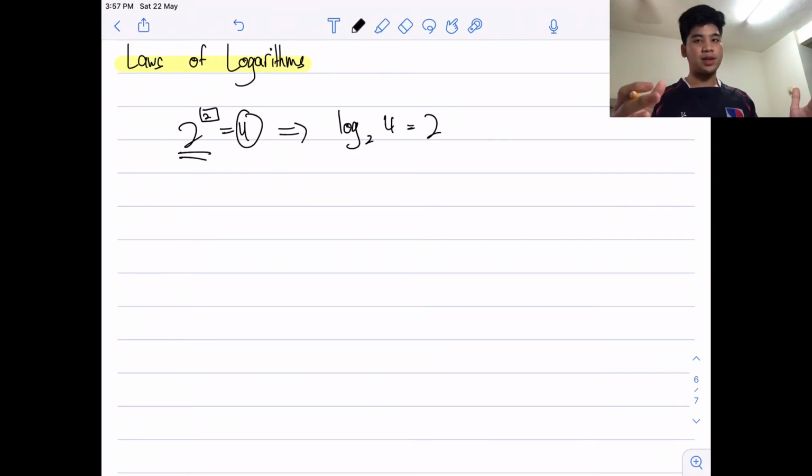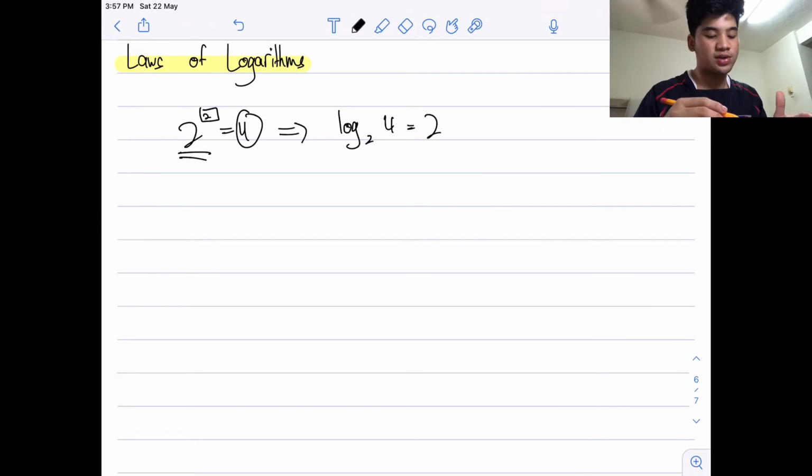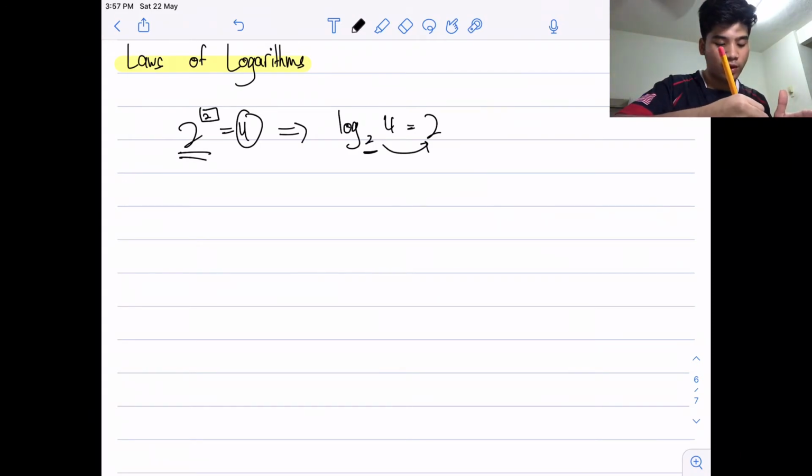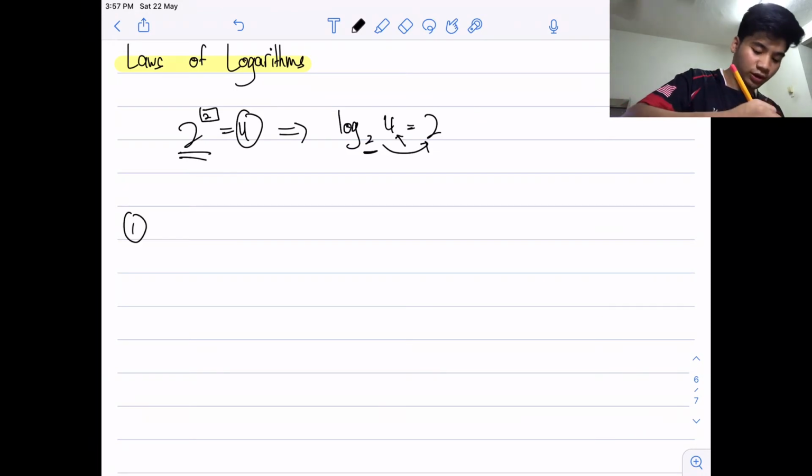So it's basically like the opposite of indices. It's to find 2 to the power of, it's the same thing as the base over here to the power of what it is equal to will get your number to be logged over here. So sometimes questions will actually tell you to write certain indices in log form, so you will have to understand how this works. So let's look into the first law.